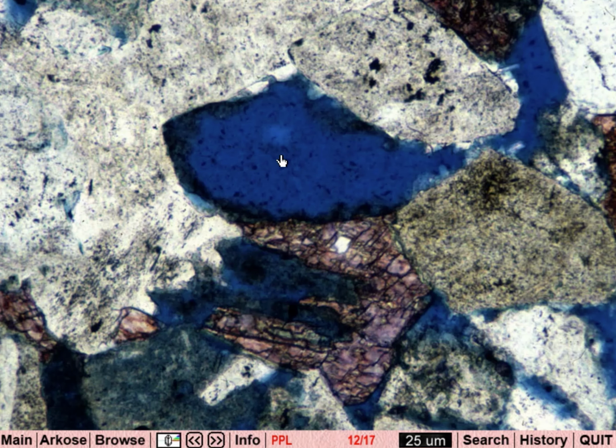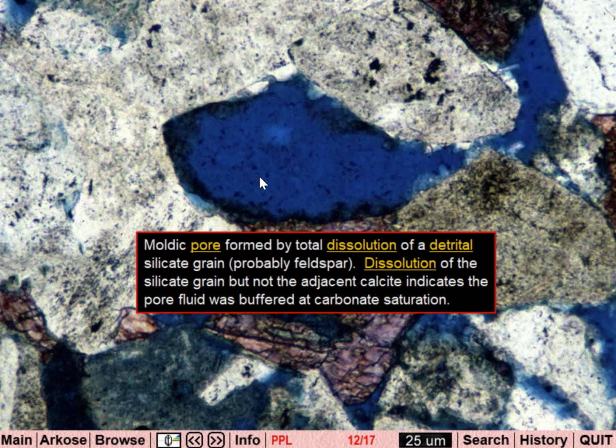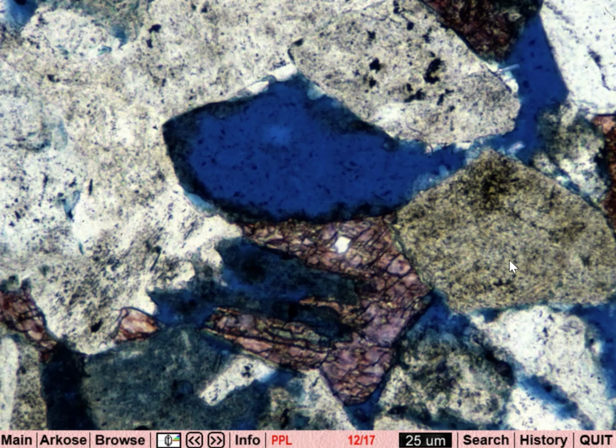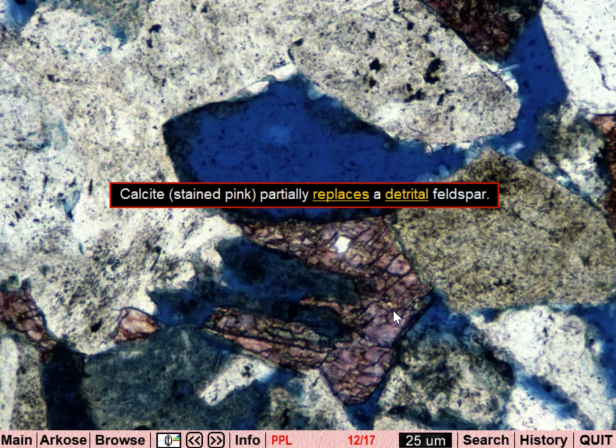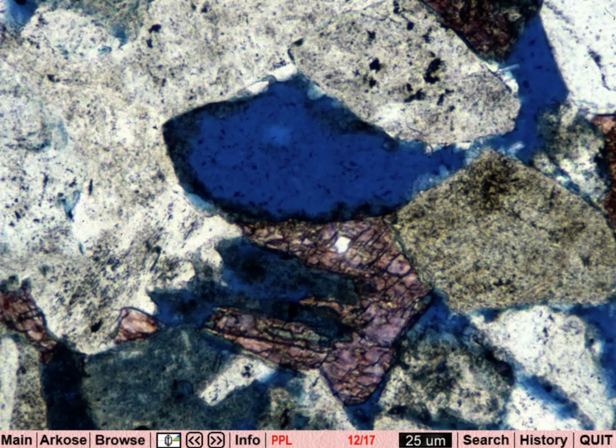Alrighty. Here I'm not going to tell you very much at first because this is a review. See if you can figure this out. And there's the secondary porosity where the rest of that feldspar used to be.